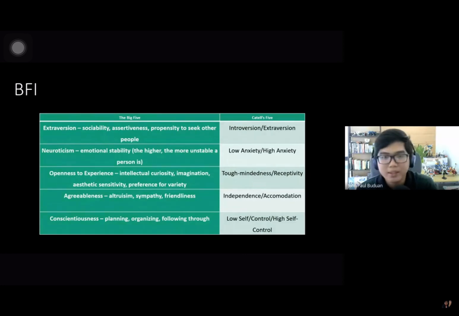And then agreeableness. Agreeableness naman would be independence or accommodation. Pag highly agreeable ka, itong accommodation na to kay Catel, ito big five. Pag highly agreeable ka, mas concerned ka sa social harmony. Parang oo na lang na oo. Mga extreme, yung mga hindi makatanggi. That is highly agreeable people.